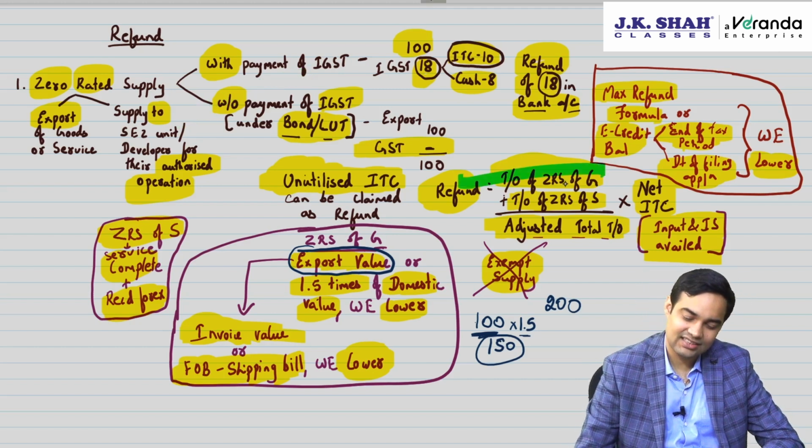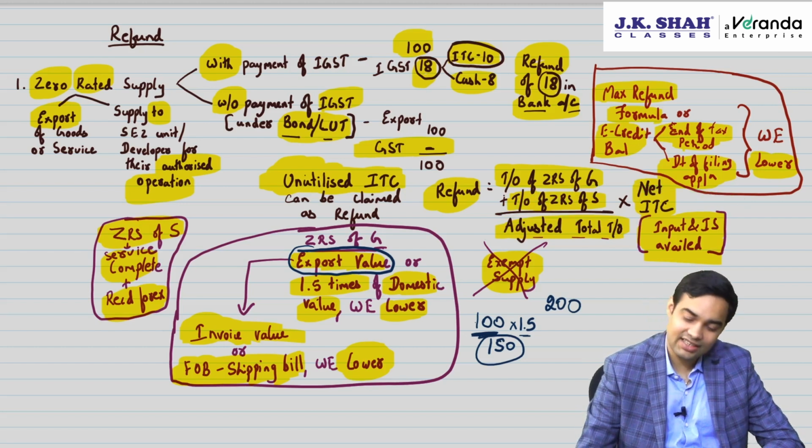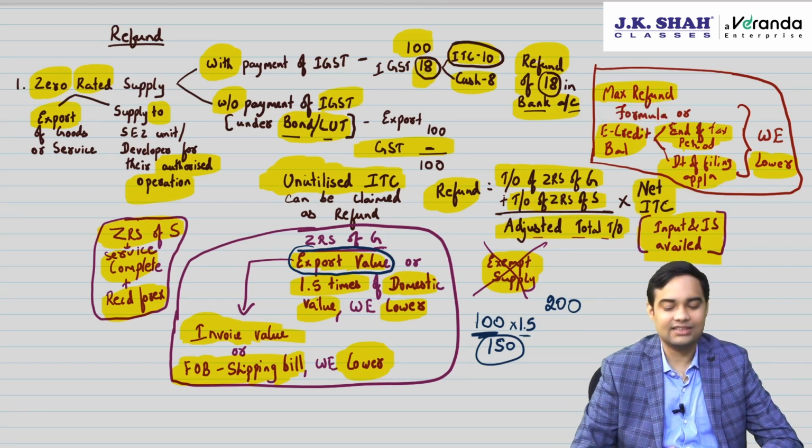Formula: turnover of ZRS of goods plus turnover of ZRS of services divided by adjusted total turnover into net ITC. How much refund can I claim? E-credit balance or formula based, whichever is lower. And E-credit balance is to be checked at 2 times: end of tax period for which I am claiming refund, and E-credit balance on the date of filing refund application.